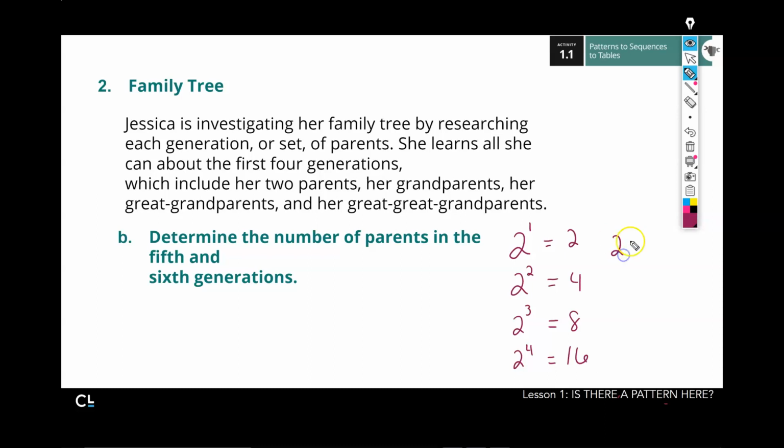2 to the 5th would be 32 parents, and 2 to the 6th would be 64 parents following this sequence.